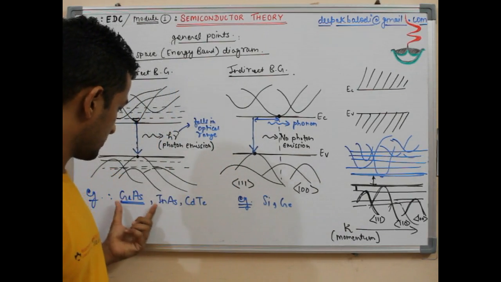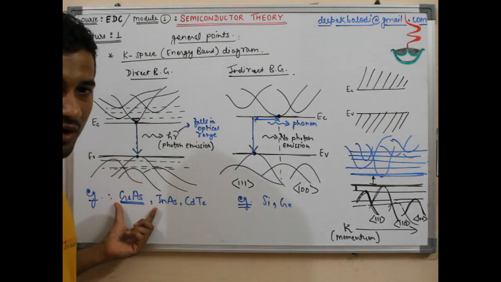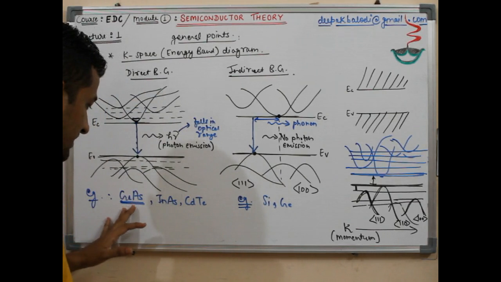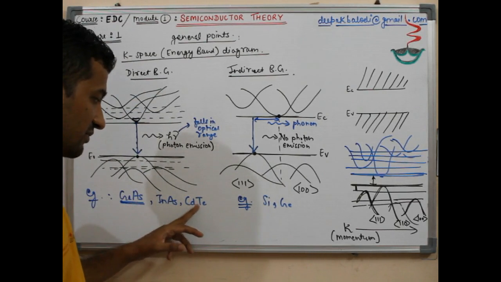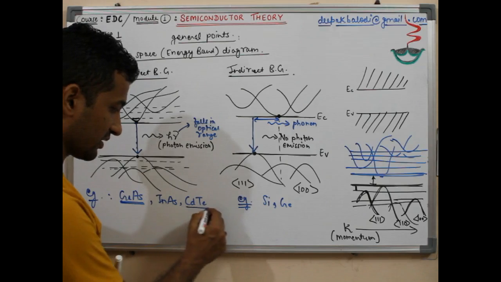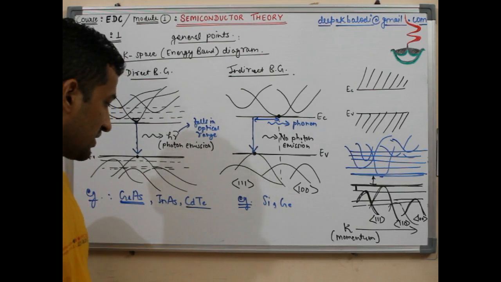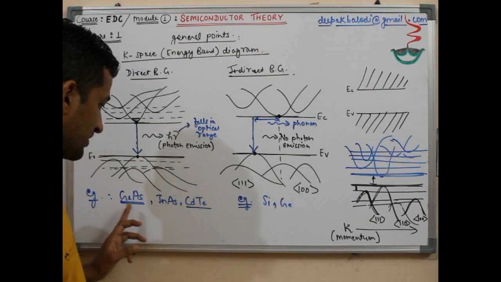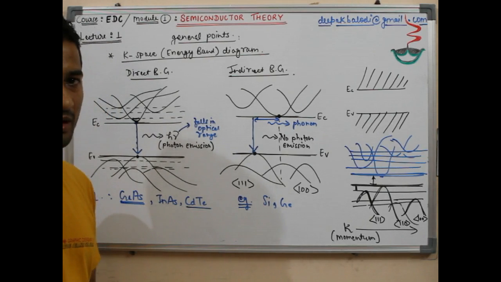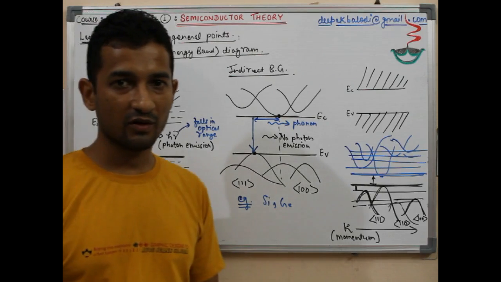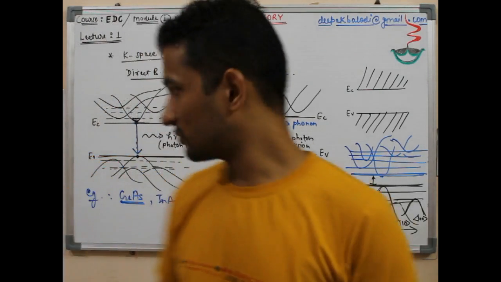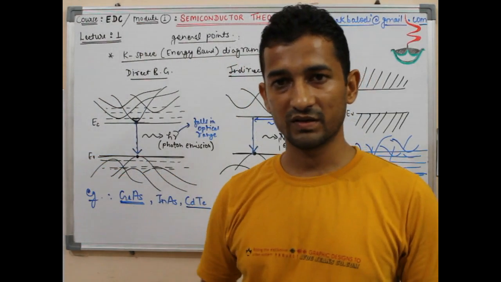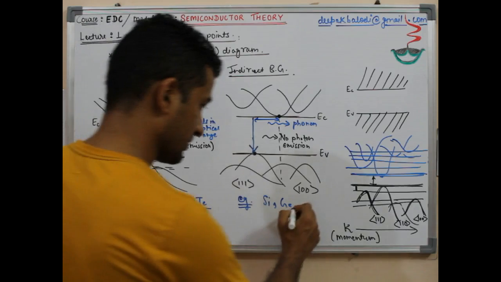But you see, all third, fifth column combinations are not having direct band gap nature. Like I've written gallium arsenide, indium arsenide, and cadmium telluride, which are very popular in commercial applications, but not all combinations, like aluminum phosphide and some others, are examples of direct band gap material. So do not take it that in general all the third, fifth column combinations are direct band gap examples.